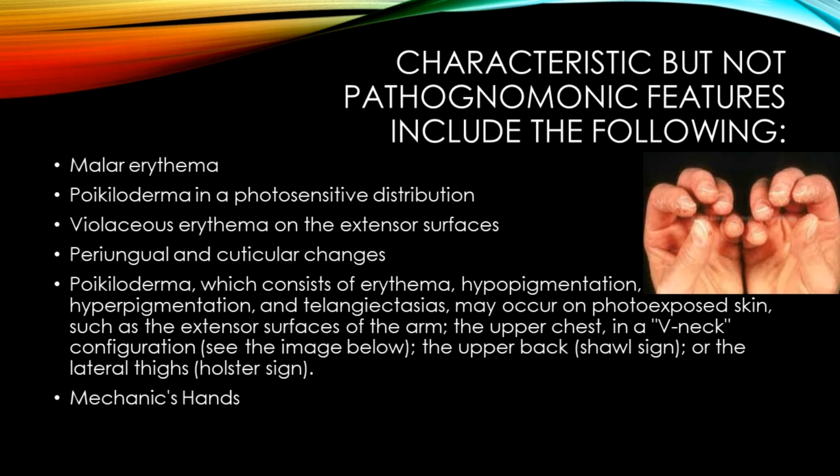In dermatomyositis, we have characteristic but not pathognomonic features, including the following: malar erythema, poikiloderma in a photosensitive distribution, violaceous erythema on the extensor surfaces, periungual and cuticular changes, poikiloderma, which consists of erythema, hypopigmentation, hyperpigmentation, and telangiectasias. One more time: erythema, hypopigmentation, hyperpigmentation, and telangiectasia.